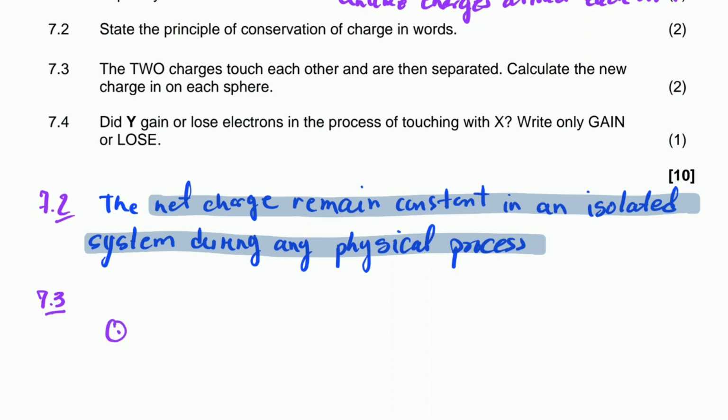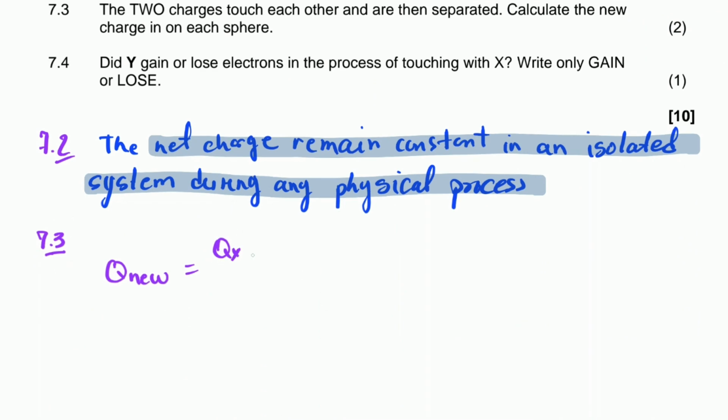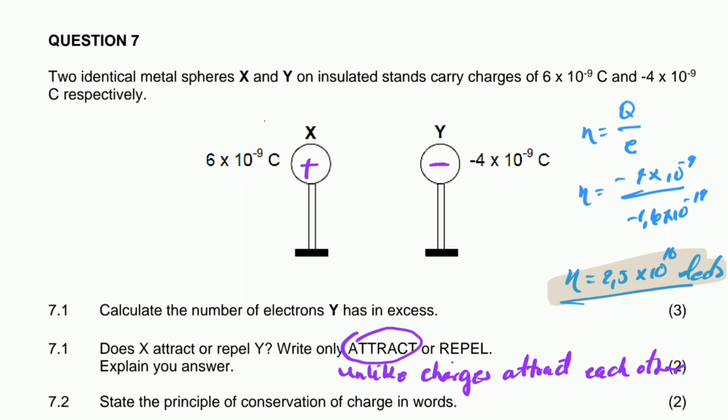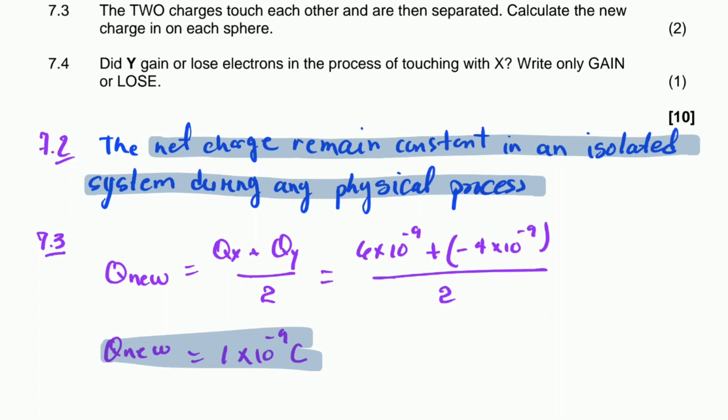So to calculate the new charge, Q new is equal to the addition of the charges, they are using the symbols X and Y, X plus Y divided by 2, and this is how to get the new charge on each of them. So we substitute here. That is the charge each one will have at the end after they touch. Did Y lose or gain electrons? Y is more negative, so it has an excess of electrons, therefore it will lose electrons, and that is the answer here. So we're going to select the word lose here.